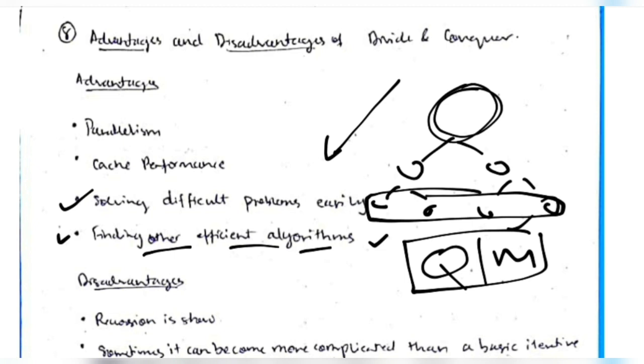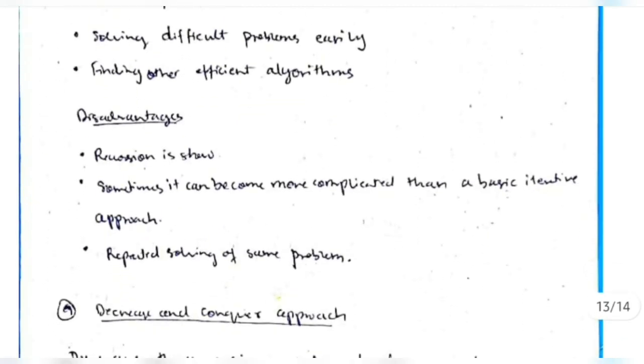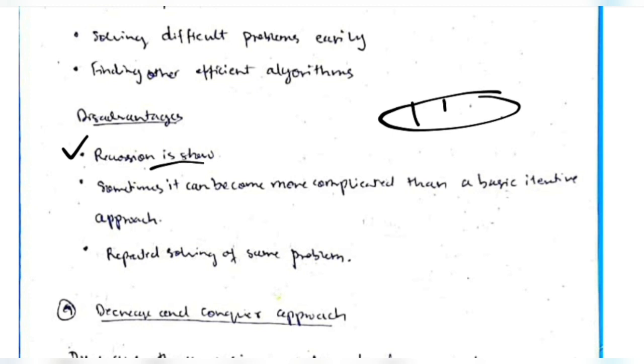Coming to the disadvantages, the first one is that recursion is slow. If you are considering very large inputs, recursion can be very slow, so at that time it's not very useful to use divide and conquer. And sometimes a simple problem can be solved using an iterative method, but if you use a recursive method, it takes a lot of time.